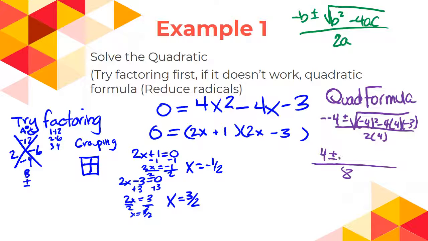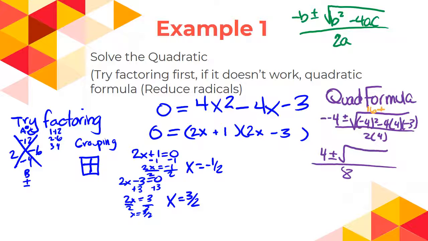2 times 4 is 8. Let's take care of what's underneath. So a little bit of work is required here. Negative 4 squared is 16. And negative 4 times 4 times negative 3, I'm going to be adding on, is going to be positive. 4 times 4 is 16.